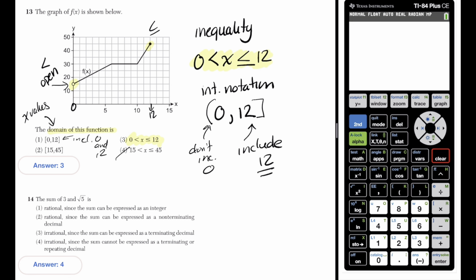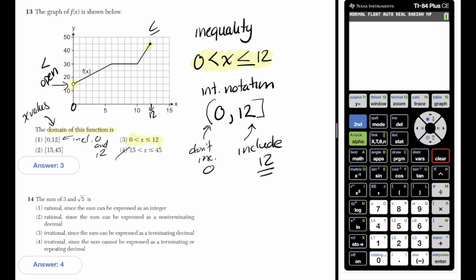Or if I had something that looked like 0 is less than or equal to x, which is less than or equal to 12, then I can say number 1 is true. But again, that isn't so. That's not what we have there because we have the open circle. So now let's look at number 14, and 14 is a little bit more straightforward.